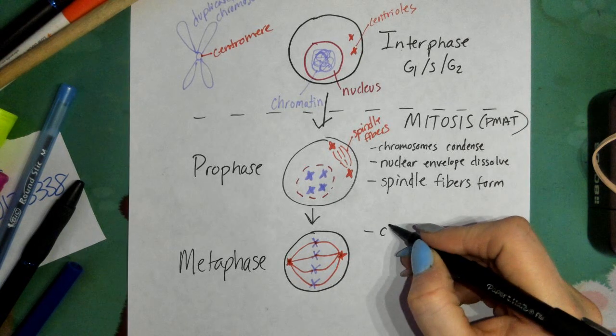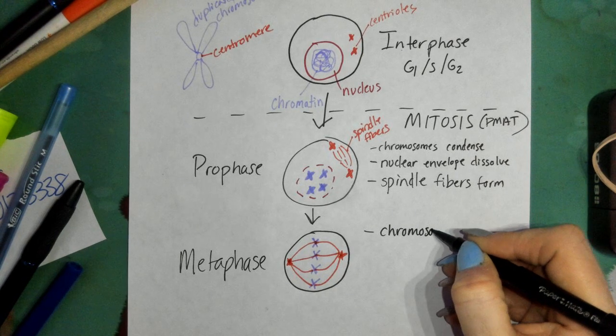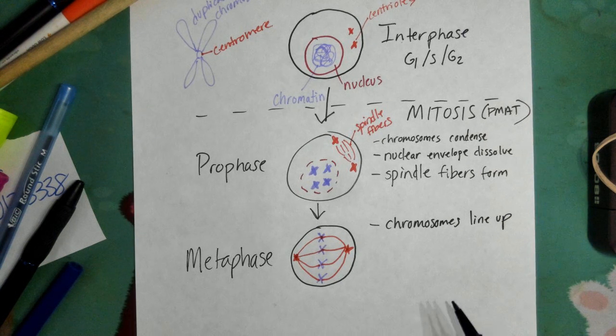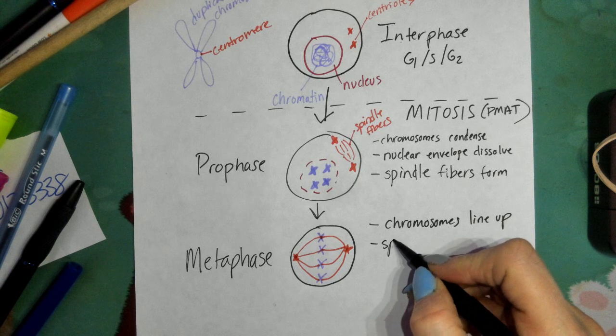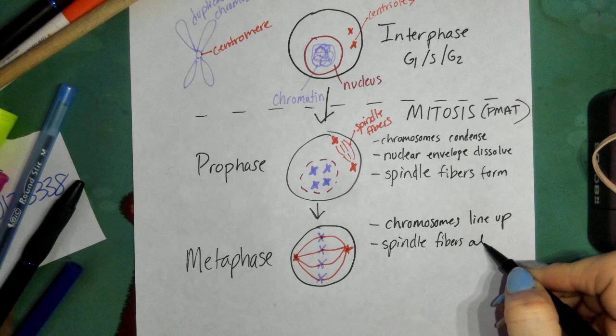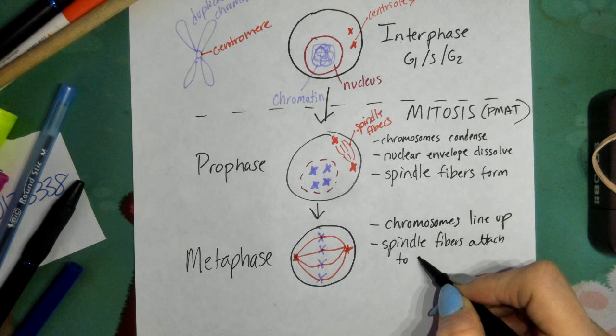So in metaphase, the chromosomes line up, and spindle fibers attach to centromere.